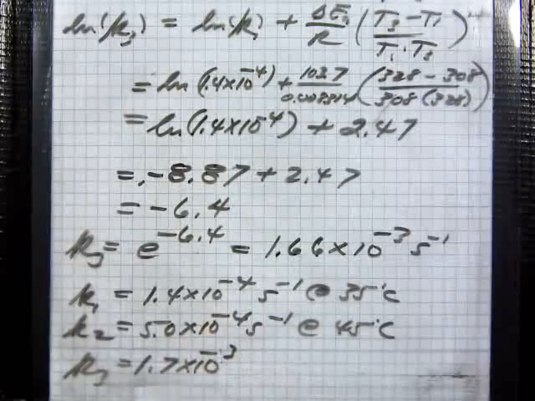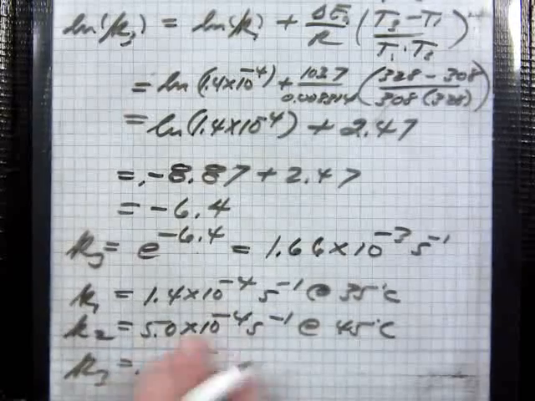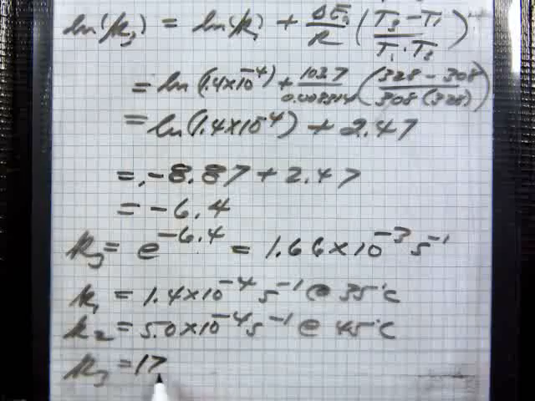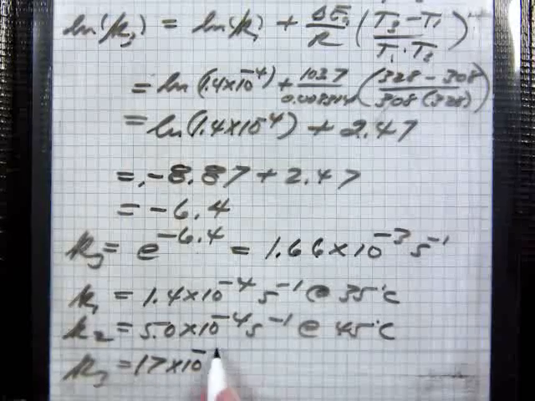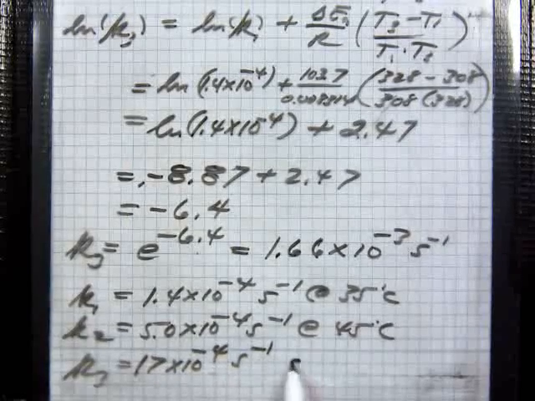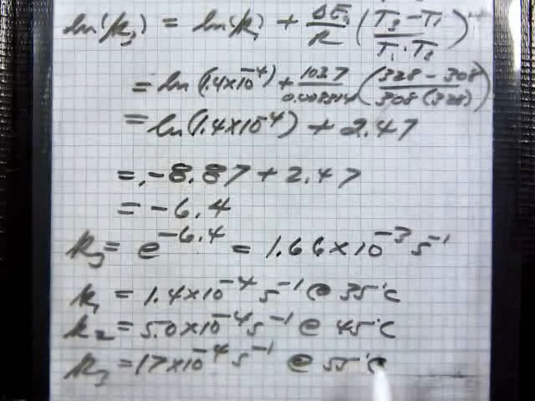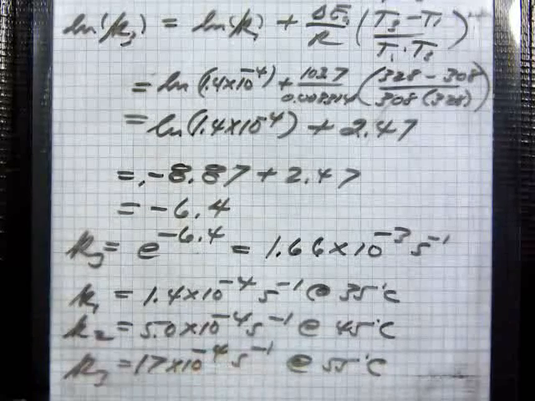which is actually 17. Let's put it in those terms. 17 times 10 to the minus 4 seconds to the minus 1 at 55 degrees C. So we see a progressive increase in reaction rate.